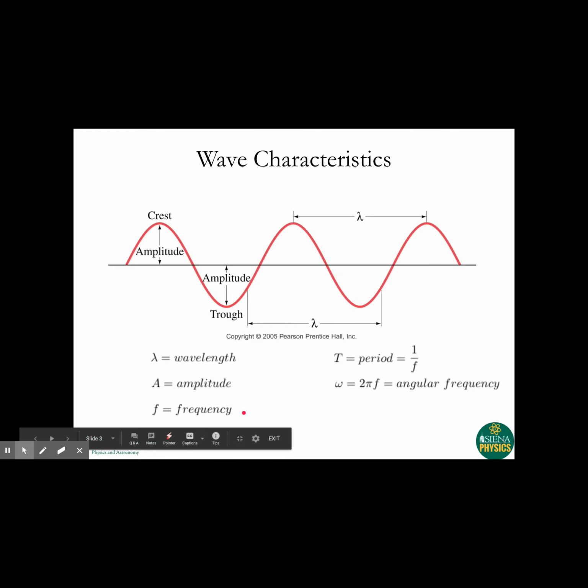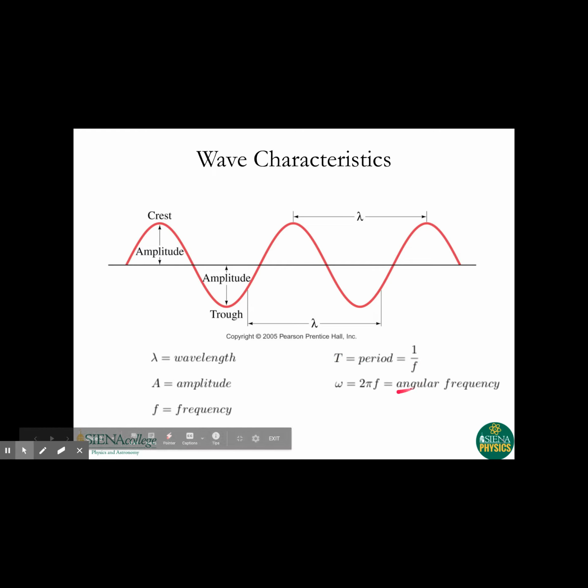Frequency is the number of waves that go by in a given amount of time. You could imagine that if my wavelength is really big, I'm going to have fewer wavelengths go by. And if my wavelength is small, I'm going to have more wavelengths go by. That's represented by something we call the frequency. And the period, the time from one peak to the next, is equal to 1 over the frequency.